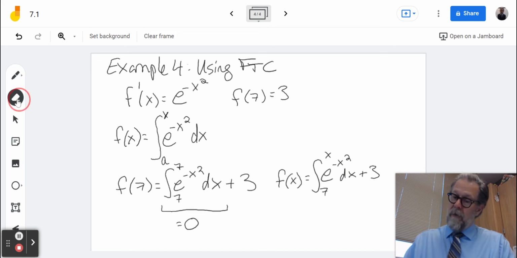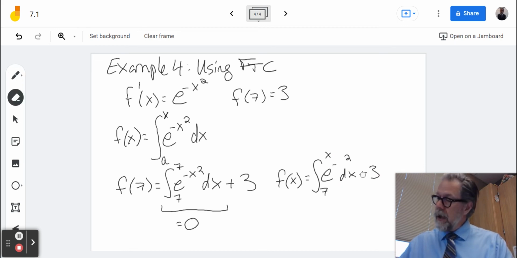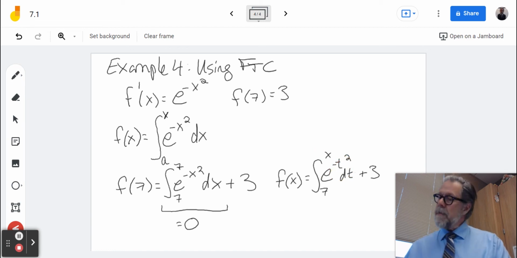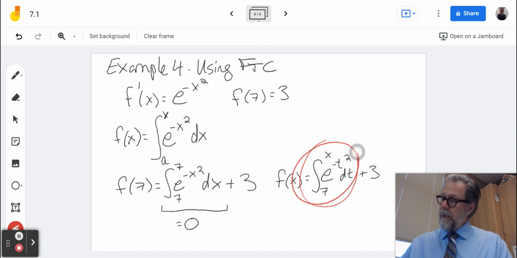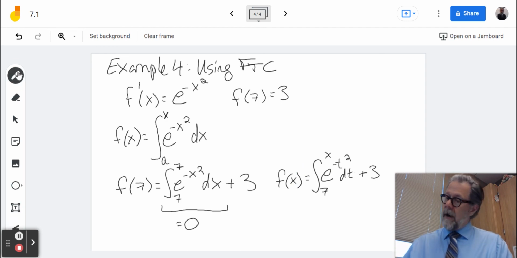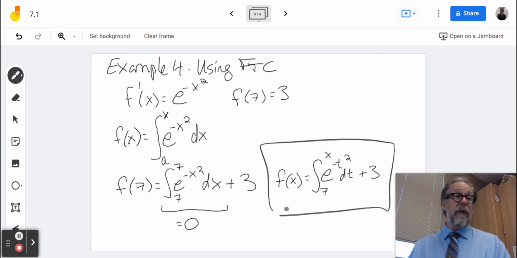Now, got to be a little bit careful because I just made one of the classic blunders. No, not fighting a land war in Asia, but I can't have the same variable up here and down here, so I need to change that to a t. But hopefully we can all agree that if I plug in x equals 7, the integral from 7 to 7 is 0, which means that this has an initial value at 7 of 3, and the derivative of that integral is the function evaluated at x, which means there is the solution using the fundamental theorem of calculus.